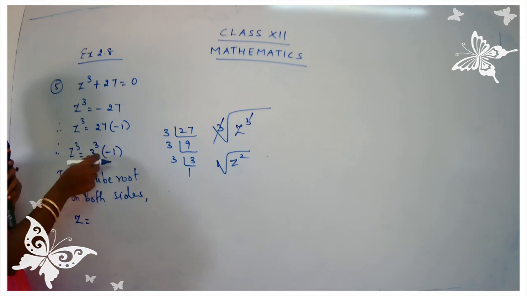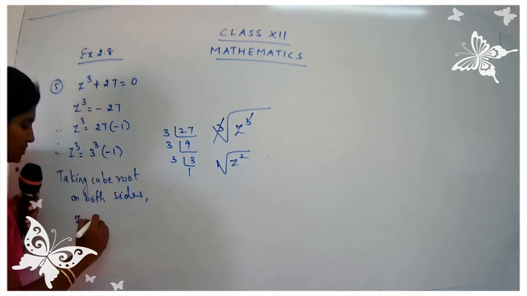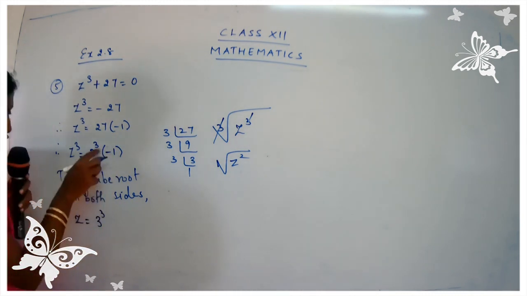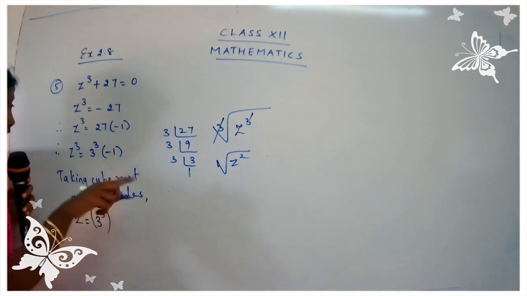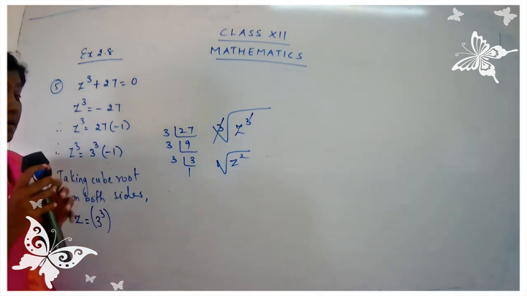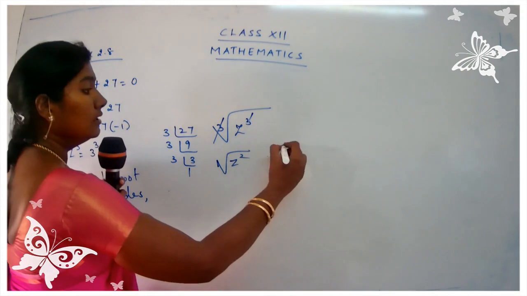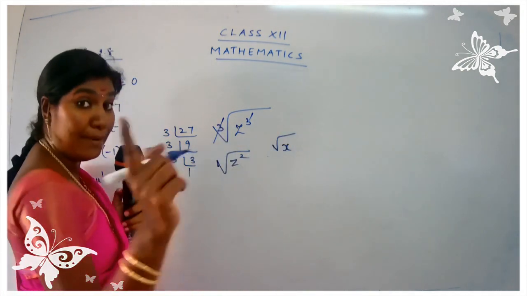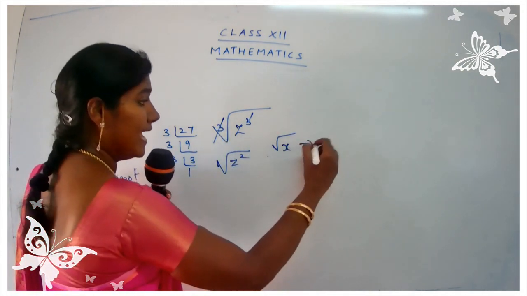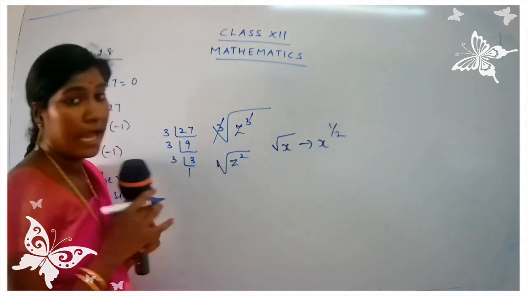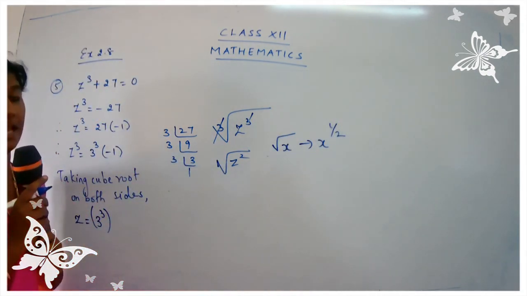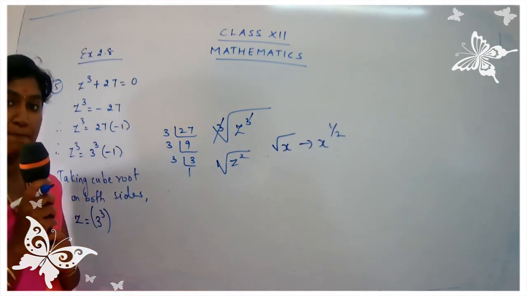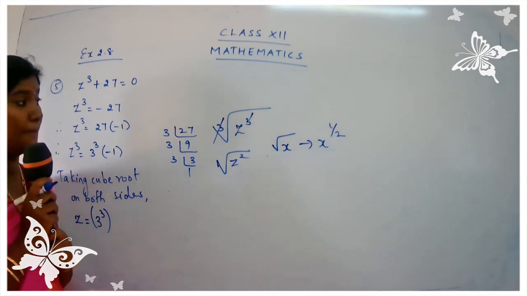That is for 3 as well as minus 1. So this is 3, this 3 cube as it is, and I am going to take the cube root. We have seen that the square root can be expressed as x raised to half. I hope you people remember this step. We have already used this type of expressions in our previous classes.